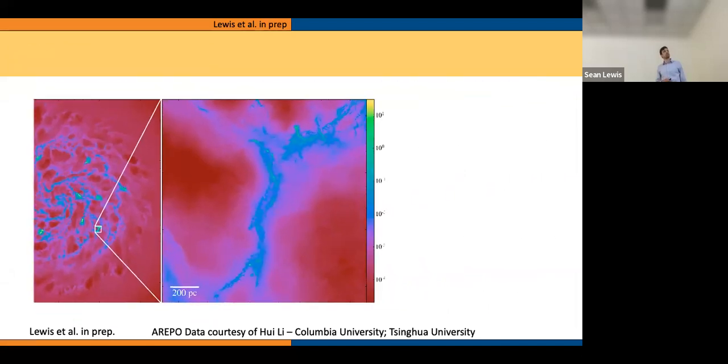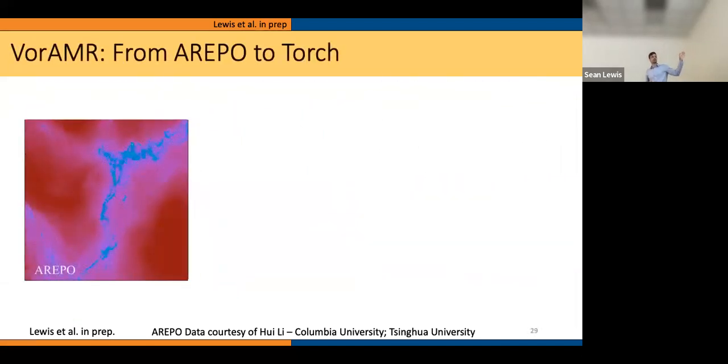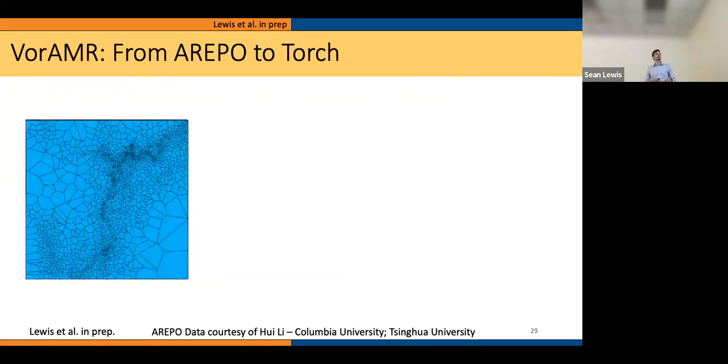And so with that Arepo data, I want to then convert this to Torch usable data with my Vor-AMR tool. And so to show this, I'll strip away all of the gas, and so we can see the Voronoi structure of this computational domain, still in Arepo. Then I take from this the positional information of the mesh generating particles.